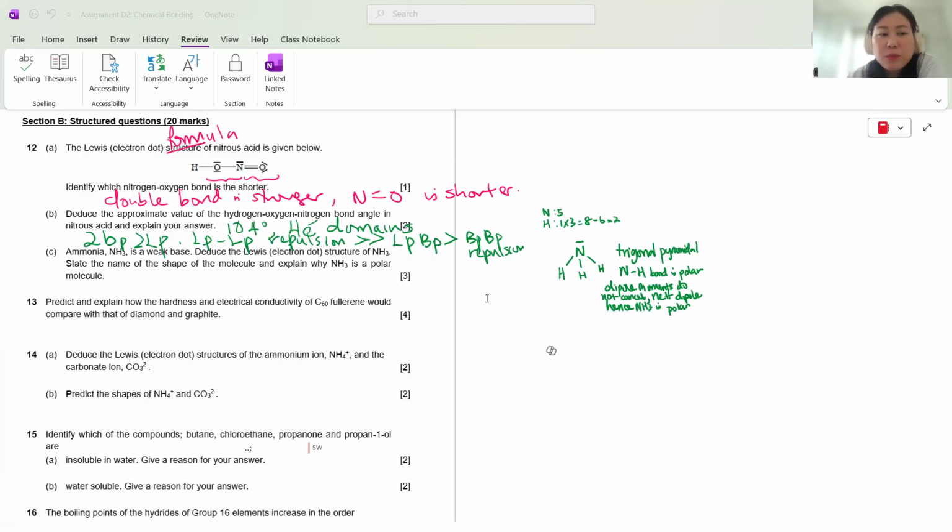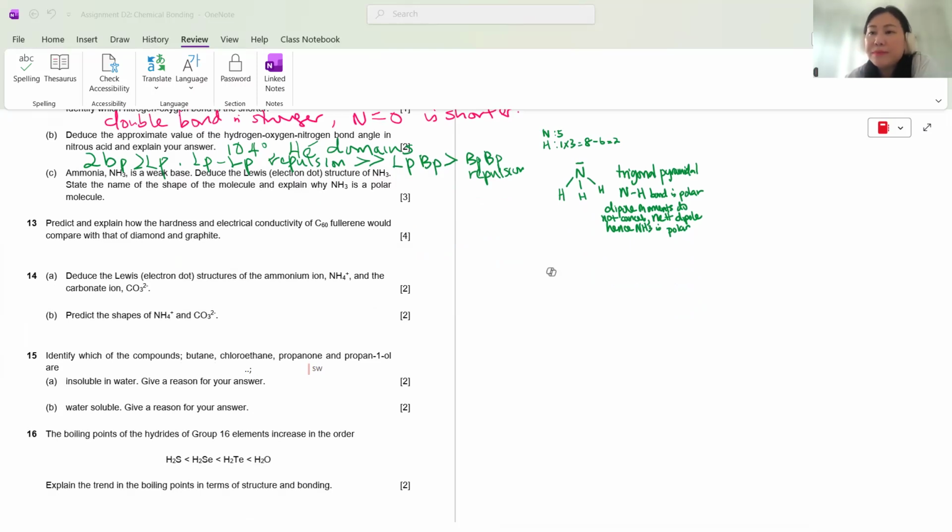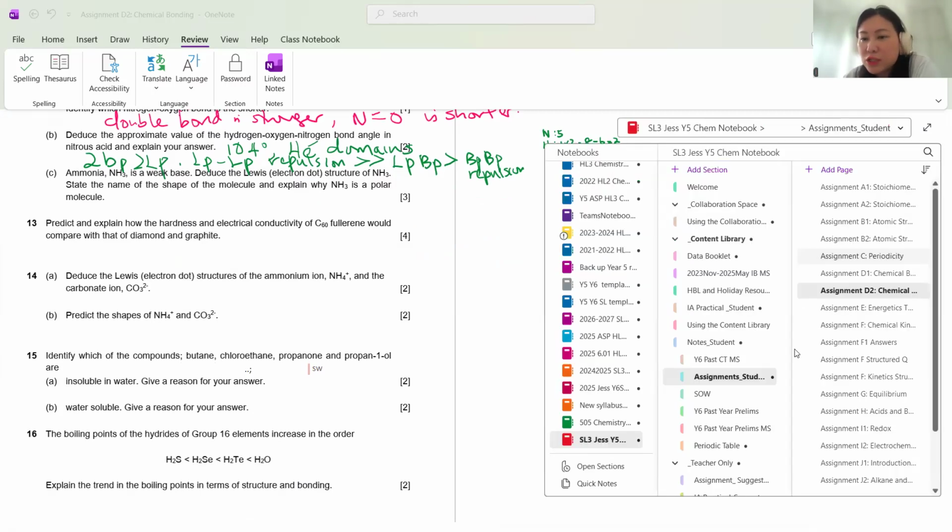Next, question 13. We are supposed to predict how the hardness and the conductivity of the C60 fullerene will compare with that of the diamond and the graphite. So we need to do a very quick recap of fullerene and diamond and graphite. So just give me a moment and I'll bring you back to the notes on that section.